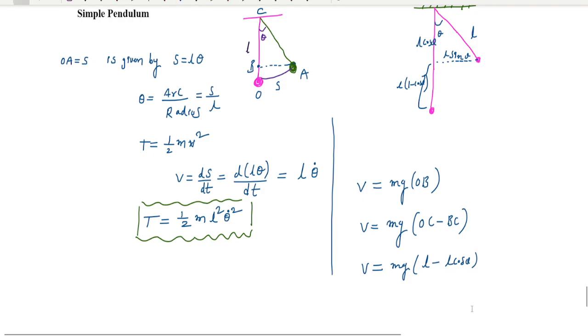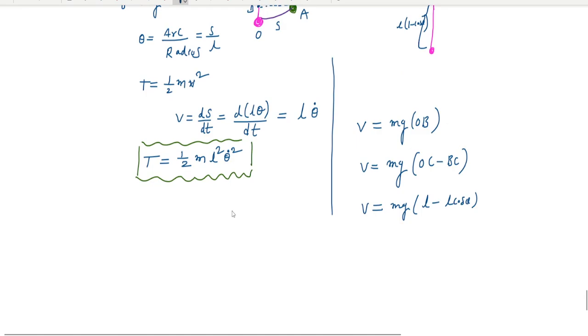If you want more clarity, you can write here itself: cos theta equals BC divided by L, then BC equal to L cos theta, right? Now I know the potential energy of the system and the kinetic energy of the system.